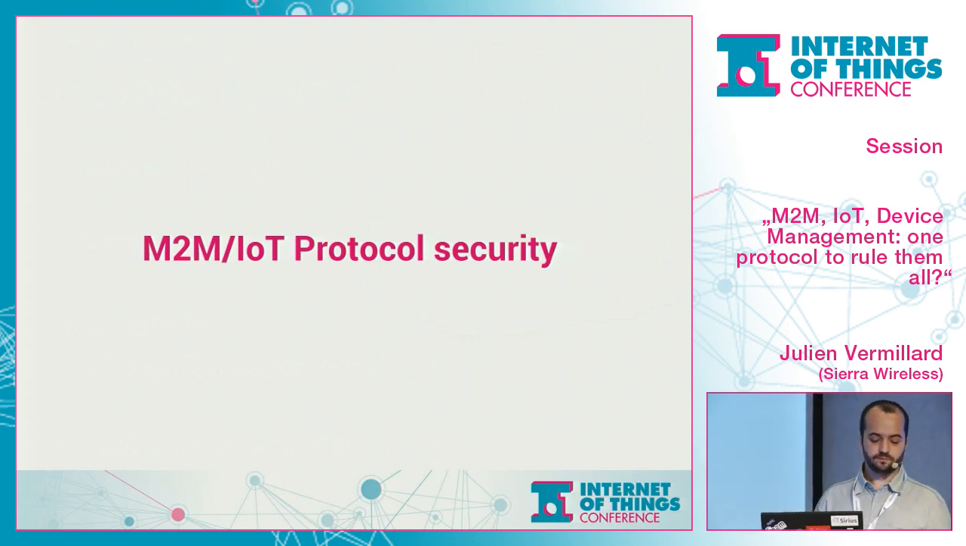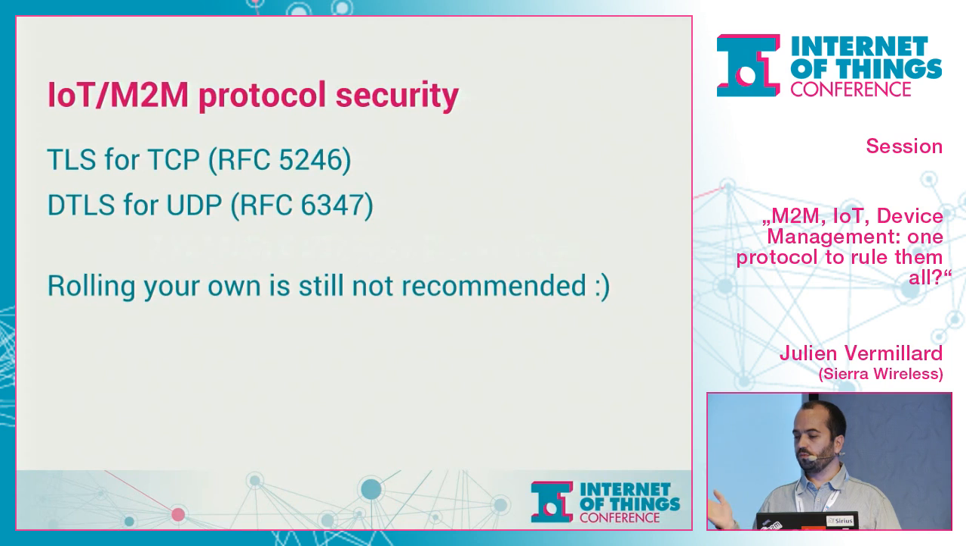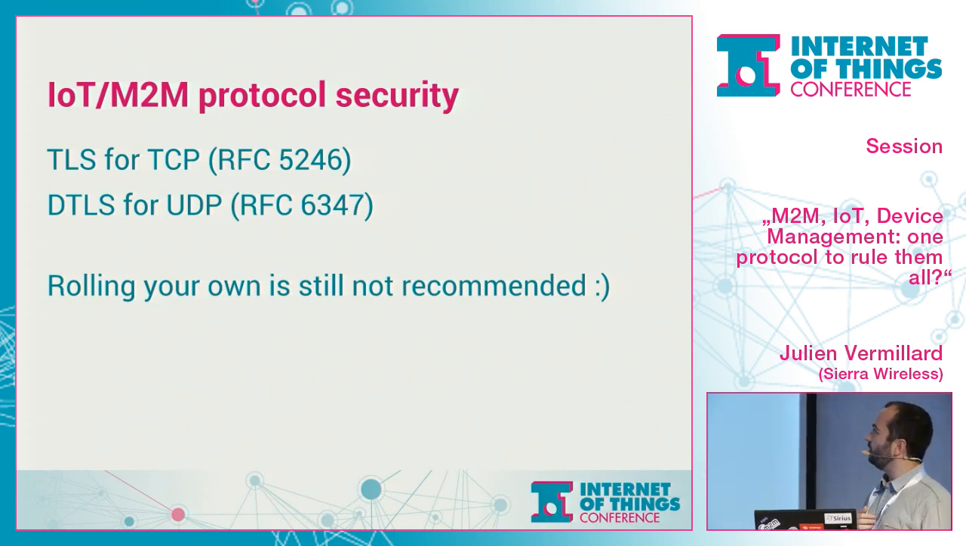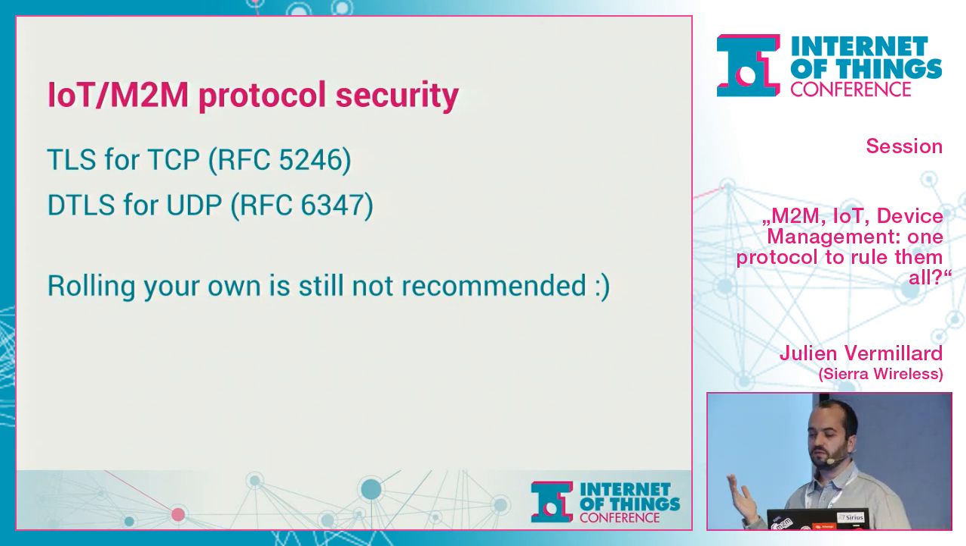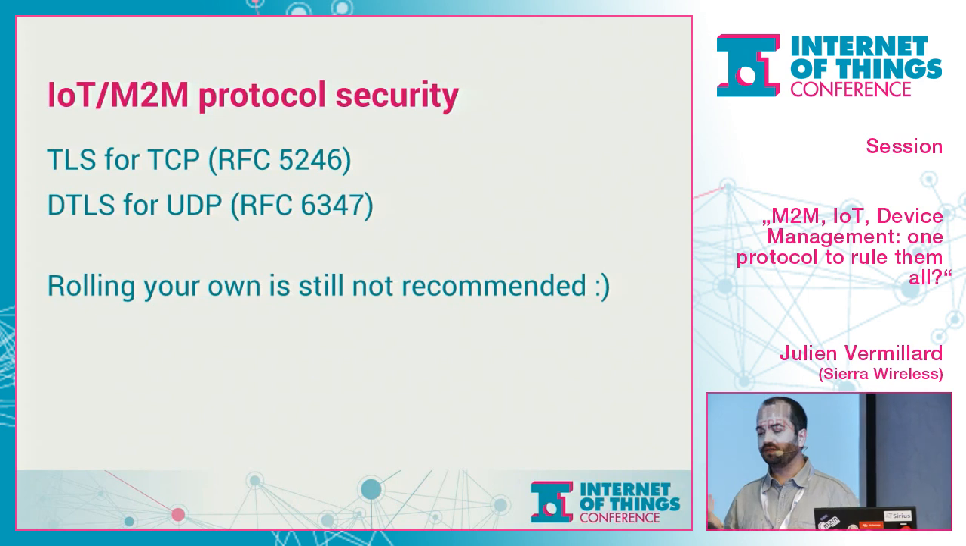And, well, the problem is that you now need to handle security. The protocol is not really helping you for that. So for the security, you don't have a lot of options today. You have TLS for TCP, DTLS for UDP. A lot of people were thinking, okay, we need to create a new standard for security for IoT because TLS is heavy. But the security people, and mainly people at IETF, are still not recommending it.